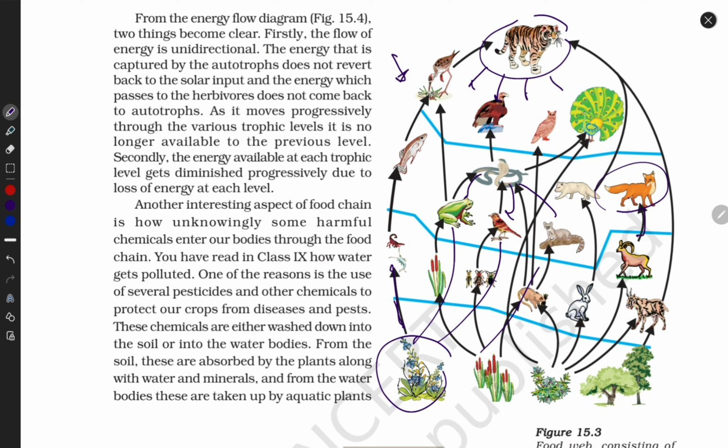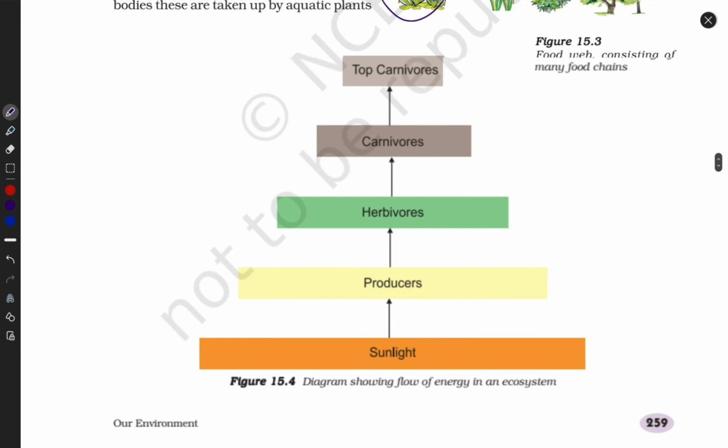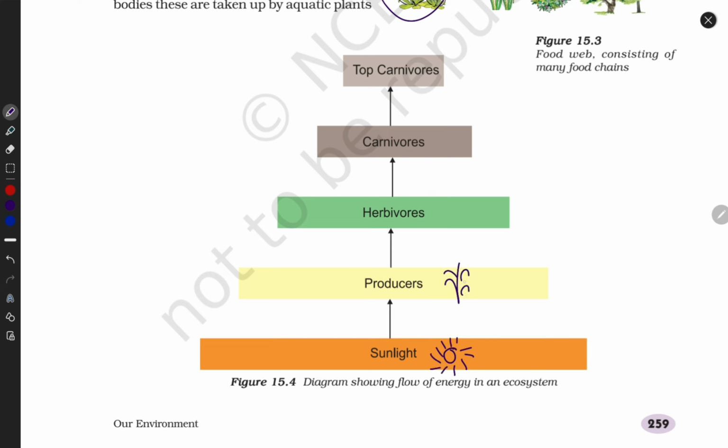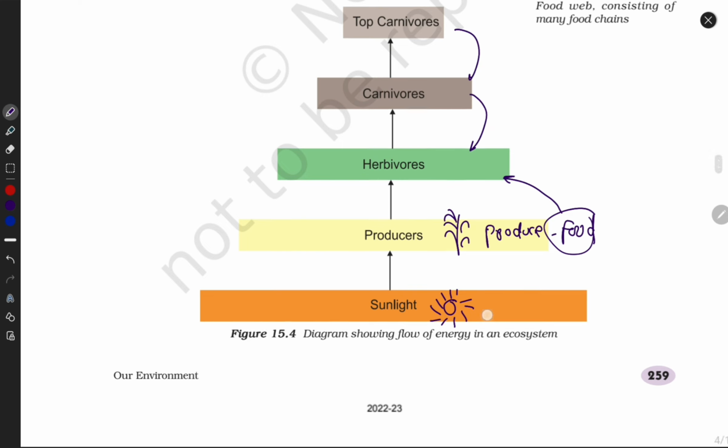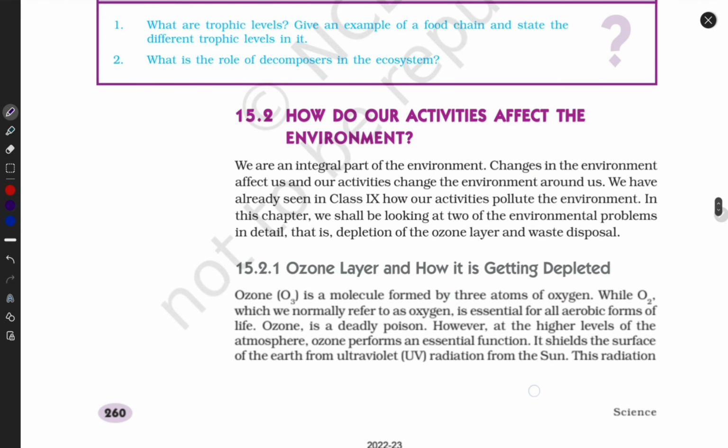But in the case of a chain, they are sequentially arranged. This is eaten by this, eaten by this. But here, this is eaten by this, eaten by this, eaten by this, and this is also eaten by this. Okay, guys, look at here. Energy in an ecosystem: the Sun is the source of energy. Plants produce food. Food is eaten by herbivores. Herbivores are eaten by carnivores. Carnivores are eaten by top carnivores. Clear, guys?